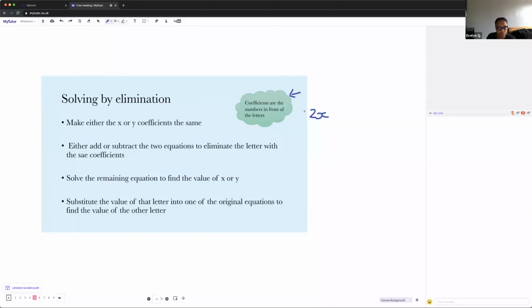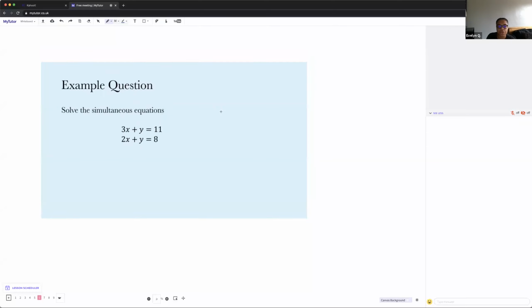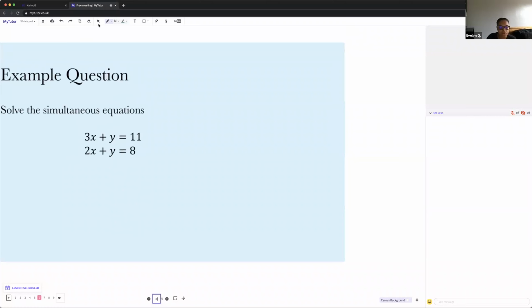Now, some of you might have done it before, some of you might not have. So what we're going to do is we're going to go through an example together, and then I'll let you have a go by yourselves to see whether you do understand it. So we're going to go back to that same equation that we just saw as an example. I'm going to change the color of the pen. I'm going to zoom in a little bit as well so everyone can see it.